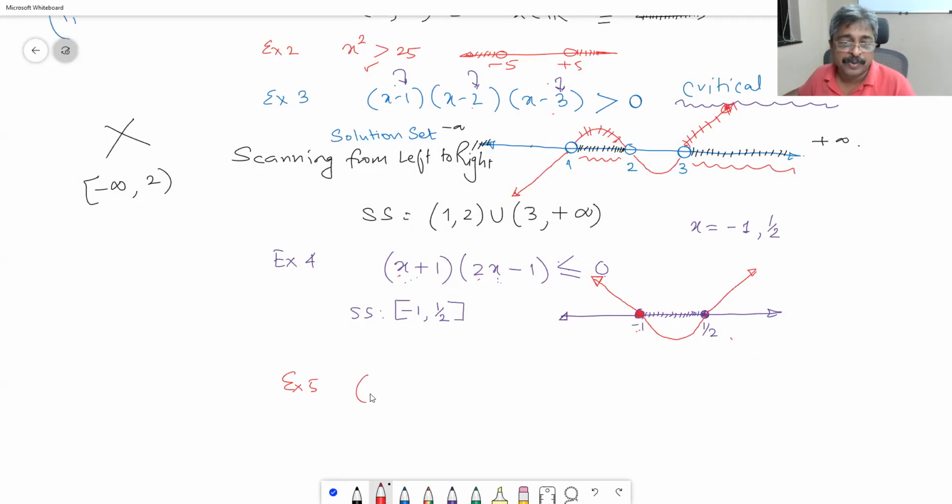Hence, my fifth problem is example number 5. (x plus 2)(x plus 1)(x minus 1)(x minus 2) is greater than or equal to 0. Solve.